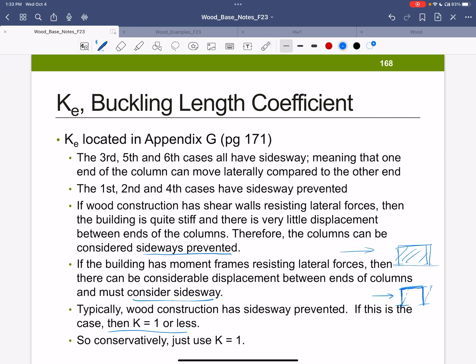make sure that, if I'm close on meeting the requirements. But if I want to be conservative, as long as I have no side sway, I can use K equals 1, in other words, the pin-pin case, because anything below 1 is going to be less conservative. Okay, so that's nice. We'll just stick with K equals 1 as our first iteration, and if that works, it's fine because it's conservative.